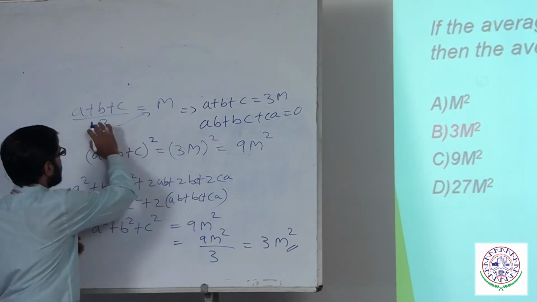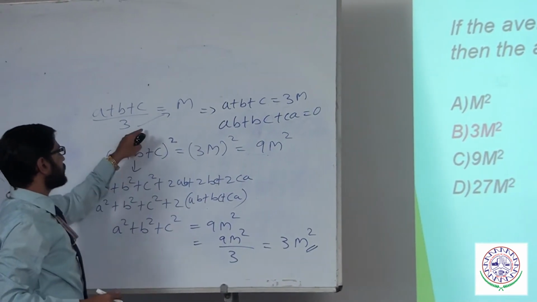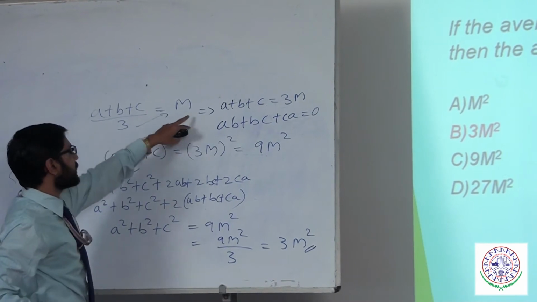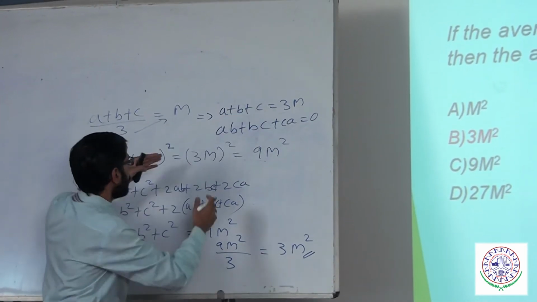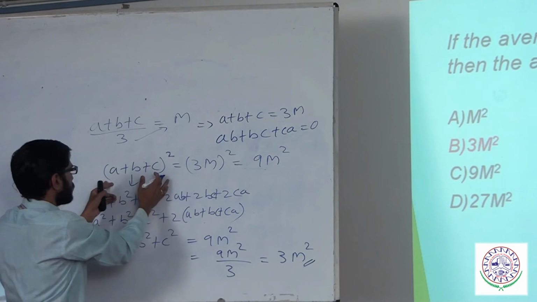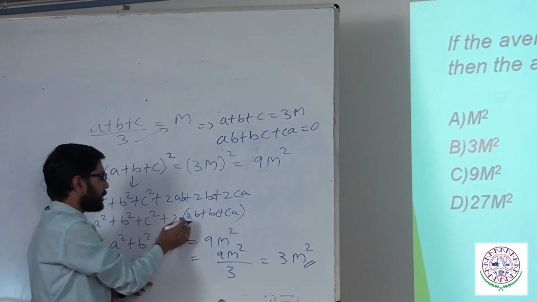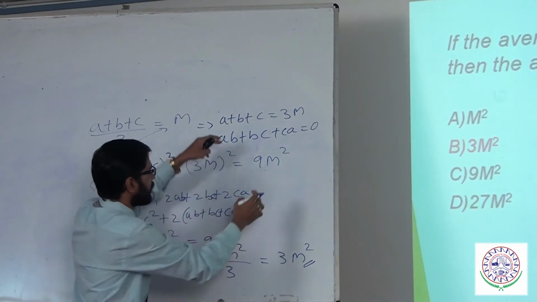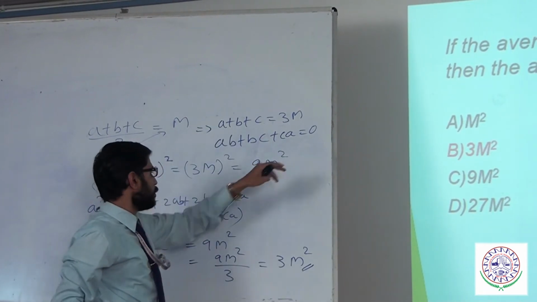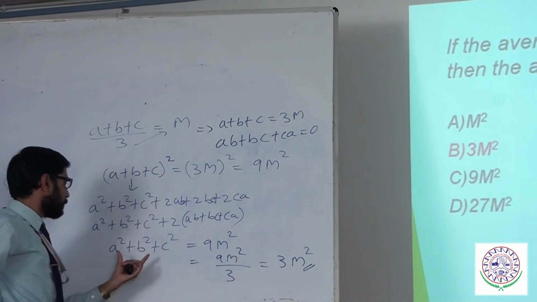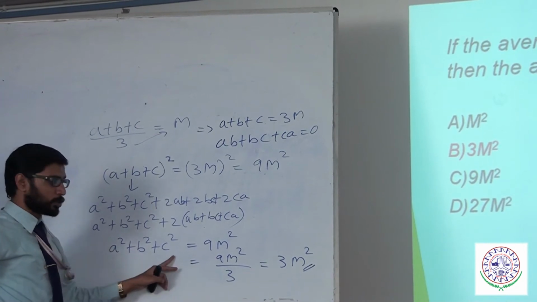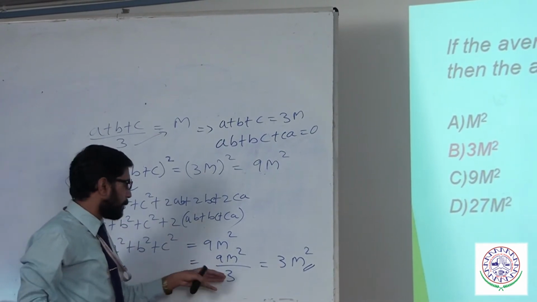So initially they have given a plus b plus c divided by 3, so it will be m. So if you just take this, it will be 3m. So we can get this form by using this formula, a plus b plus c the whole square is this, and if you take 2 as common, it will be ab plus bc plus ca. Because they have given this information as 0, you can substitute the value 0, and this will be reduced to a square, b square and c square. Because we want the average, I am dividing it by 3.